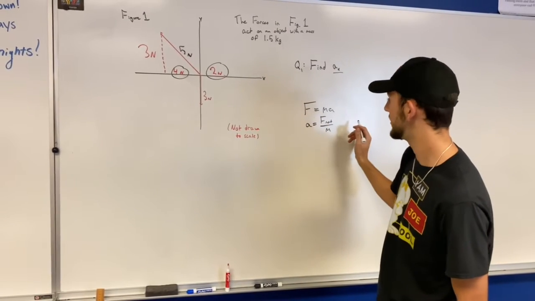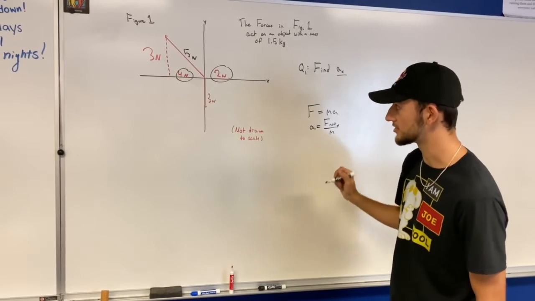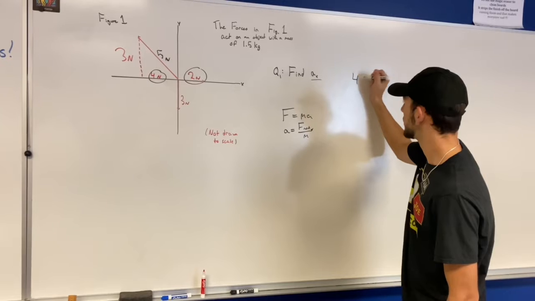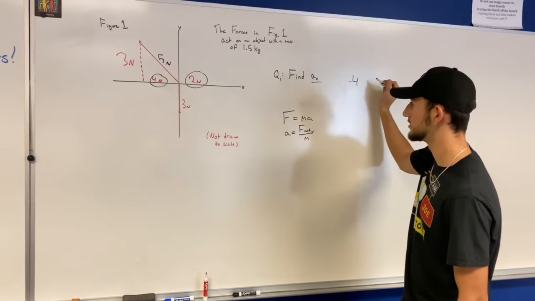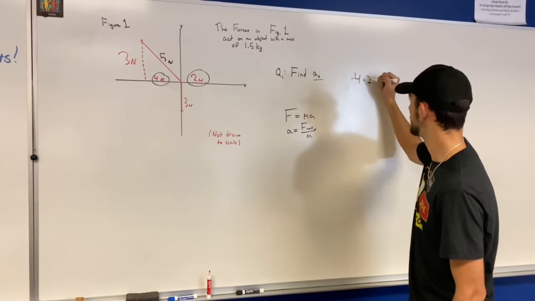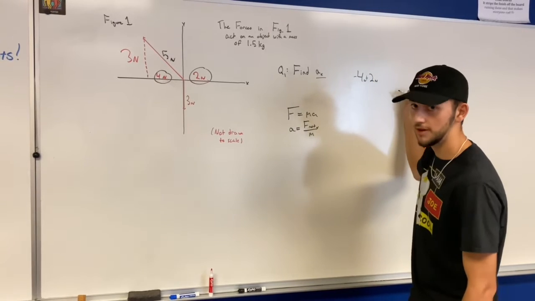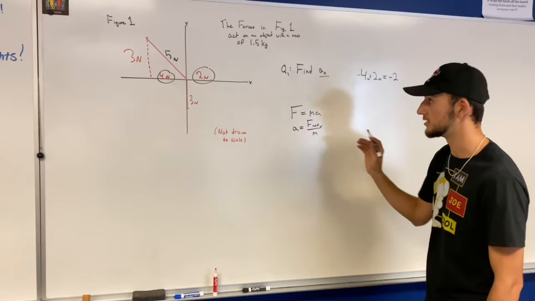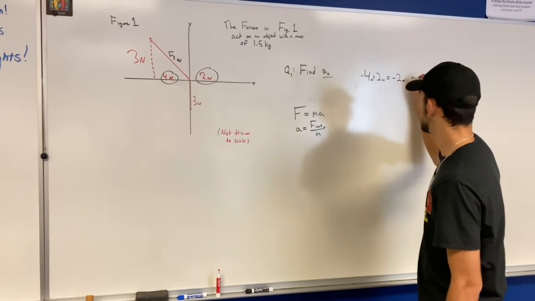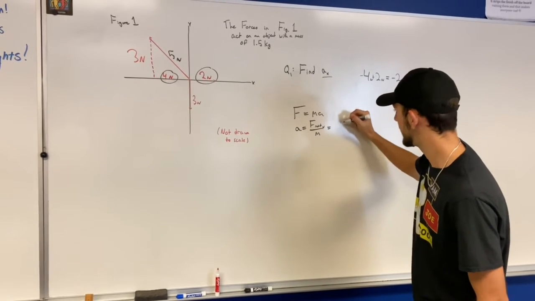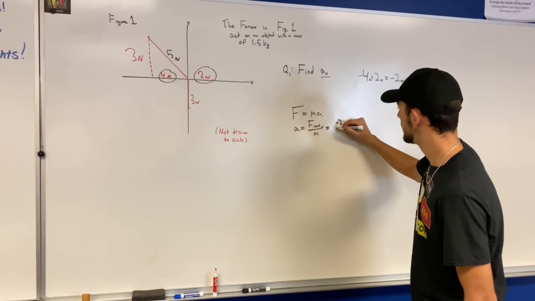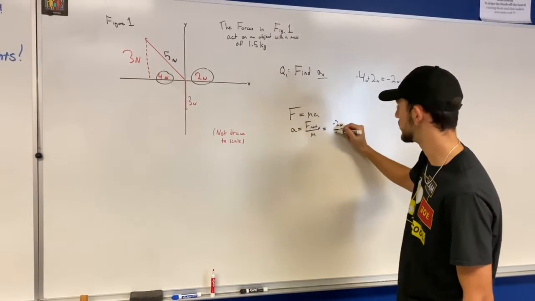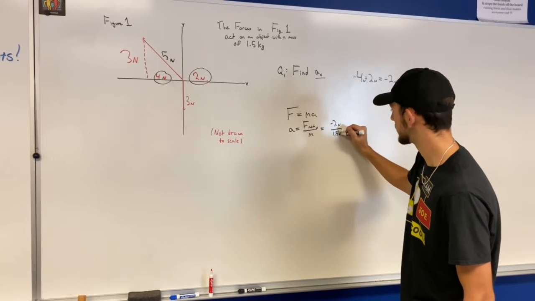Now to find our F net in the x direction, like I said, we're only looking at these. So that would be 4 in the negative direction plus 2 in the positive direction, which will yield 2 newtons in the negative direction. So now we have our F net, which is -2 newtons, over our mass, which is stated here, which is 1.5 kilograms.